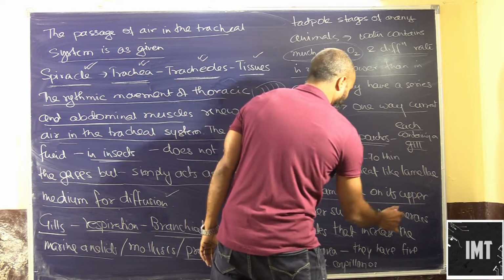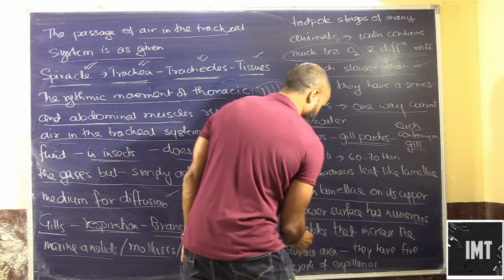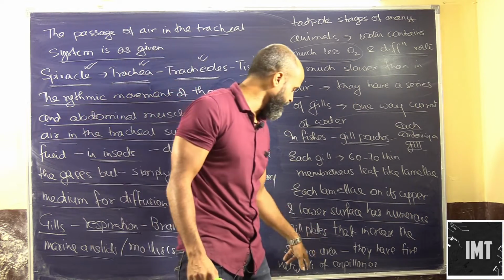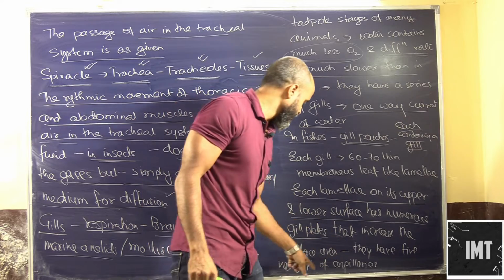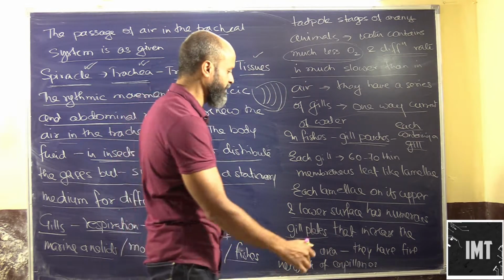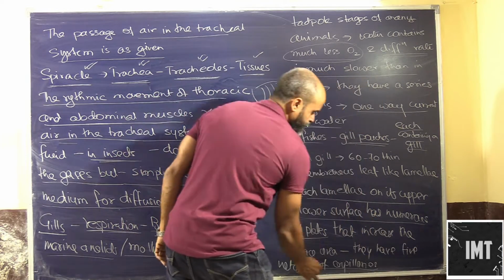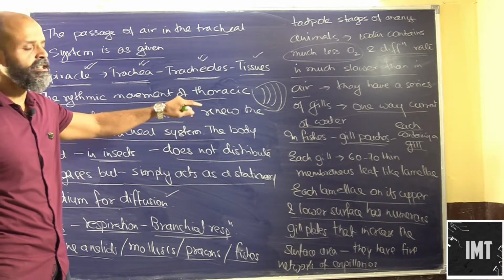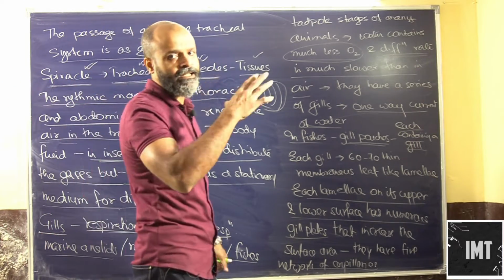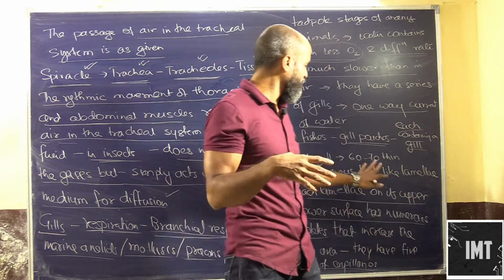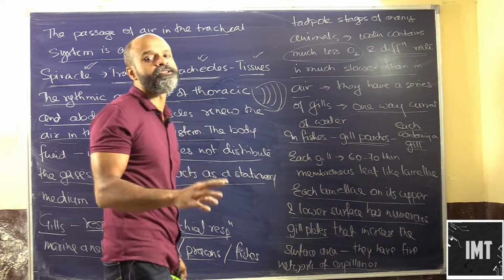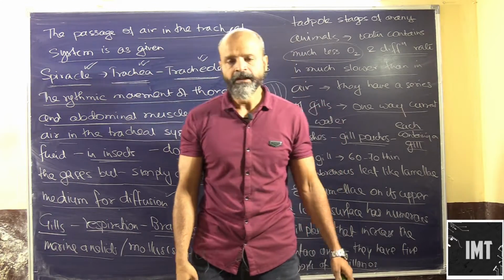Each lamella on its upper and lower surface has numerous gill plates, and these gill plates basically increase the surface area. They have a fine network of capillaries, which are connected to the gills. So we have studied the branchial system of respiration. Now we will move on to our system, which is the pulmonary system of respiration.